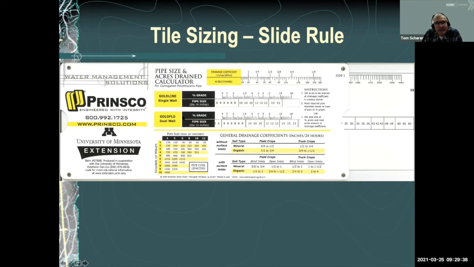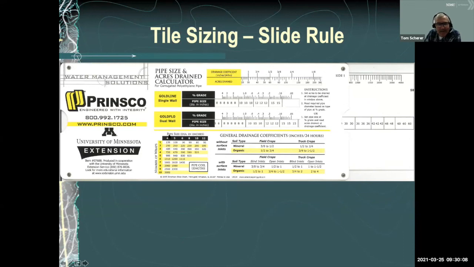If you're using dual wall for a portion of this 80 acres near the outlet, you can see that at 0.1% slope or just above it, you could get by with a 12-inch. Why is that? Because dual wall inside is plastic, it's not furled, so it doesn't present as much resistance to water flow.